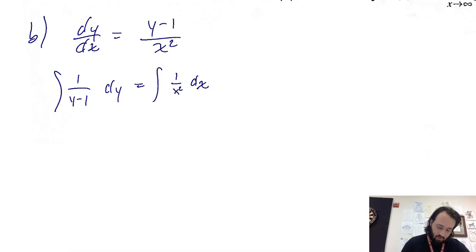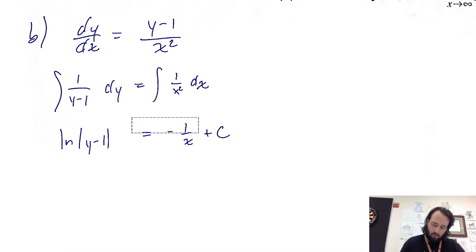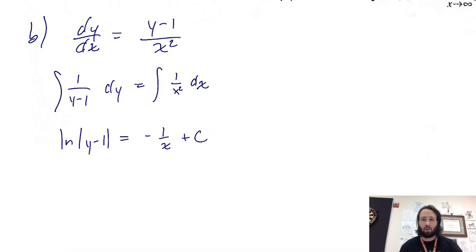So over on the left-hand side, this will be natural log of the absolute value of y minus 1 plus some value of c, right? And then this would be, what, negative 1 over x plus c. Okay, so now I can combine those c's because those are two different c's, so I might as well just put it as this. And that's how I'm used to doing this anyways. So I'm going to start doing that in the next problem too when we start finding our solution there.